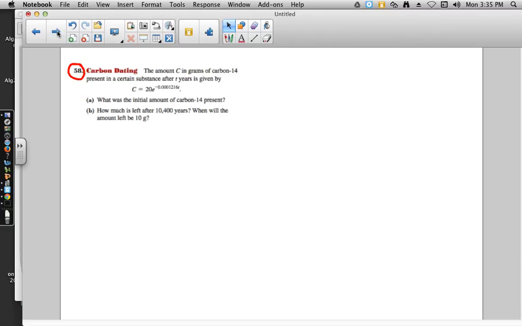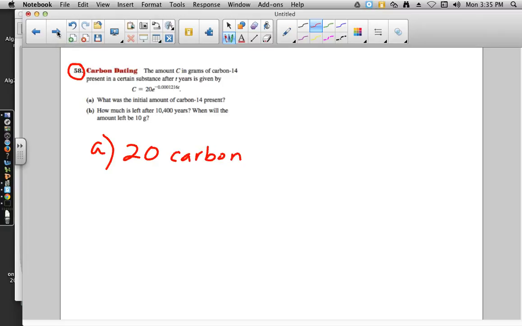So this one is a matter of making sure that you understand what's going on in that logistical equation. 58, we have carbon dating. The amount C in grams of carbon-14 present in a certain substance after T years is given by that little monster. And A says, what was the initial amount of carbon-14 present? You have a couple of choices. If you're struggling with this one, then put a 0 in for T. You're going to find anything to the 0 power is 1, and you're going to get 20. But hopefully, if you think this way, y equals a times b to the x, you realize a is always the initial amount, and you can just look up there and say, well, it's going to be 20.